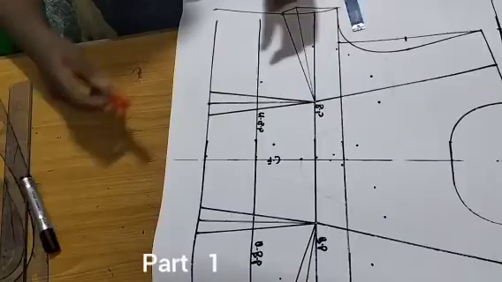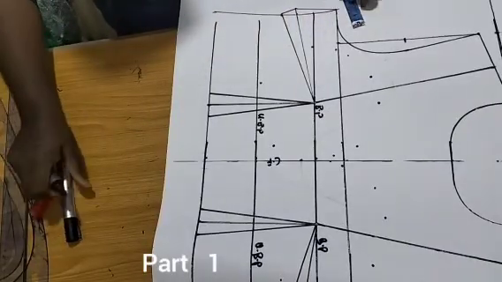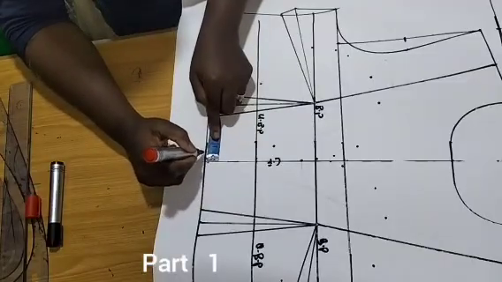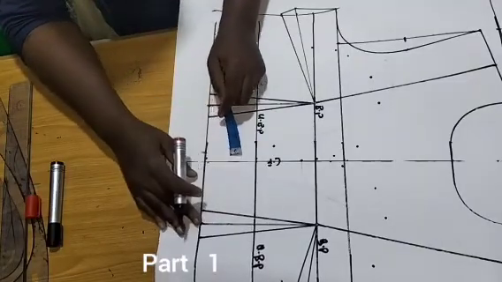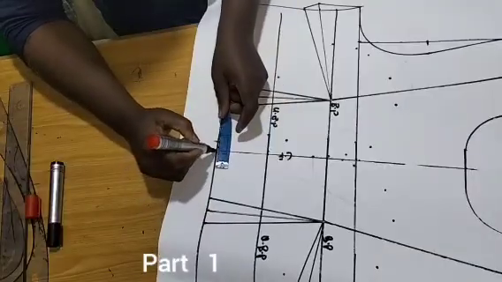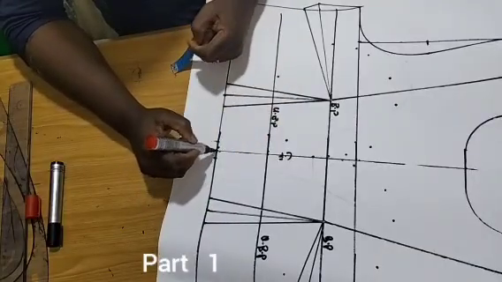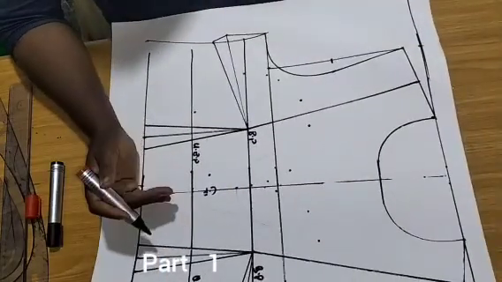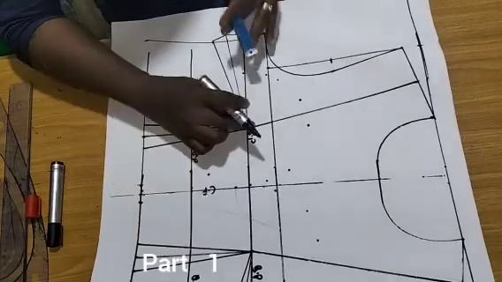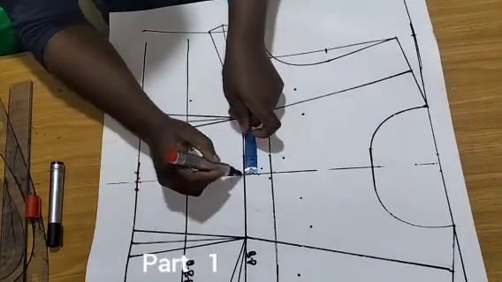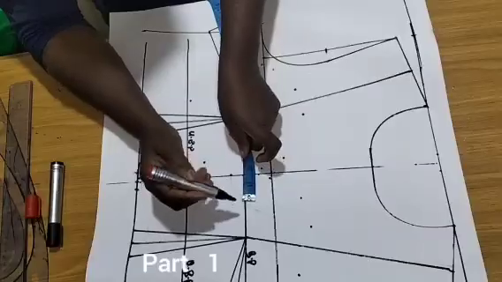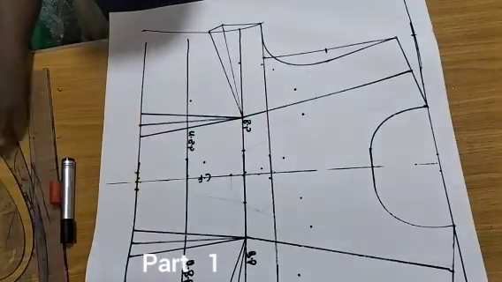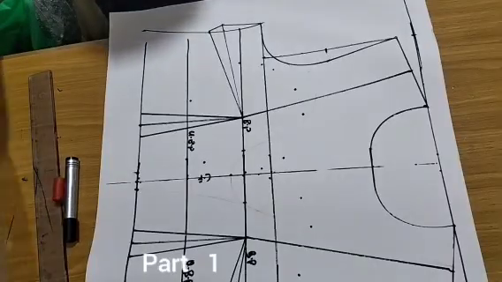From this center front line, I want to create the illusion. The illusion is going to start from the center front at 0.5. That is how I'm going to mark it. And on this part at 0.5. So from here I take 0.5, from here 0.5. Next I will come over to the bust point, and from the bust point, I'm going to mark 1.5. And I'll mark 1.5. This depends on the wideness you want for the illusion.